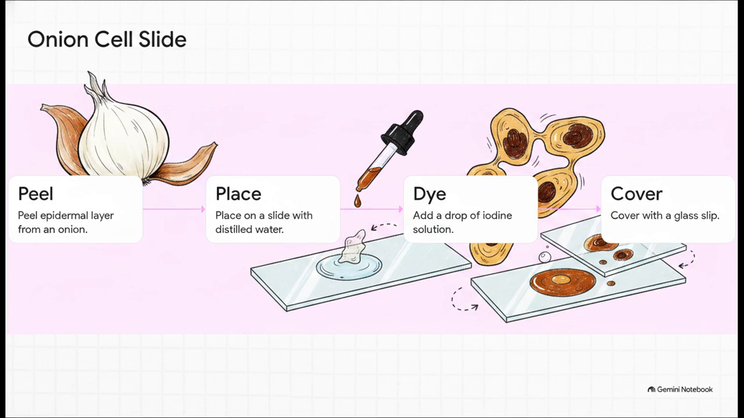Now, for plant cells, it's slightly different. We usually use an onion for this. You peel the incredibly thin epidermal layer from the inside of an onion scale and place it on a slide with just a drop of distilled water. But instead of methylene blue, you use a drop of iodine solution. Iodine is fantastic at staining plant cells so their specific structures become highly visible. Then, just like before, cover it up carefully with a glass slip.